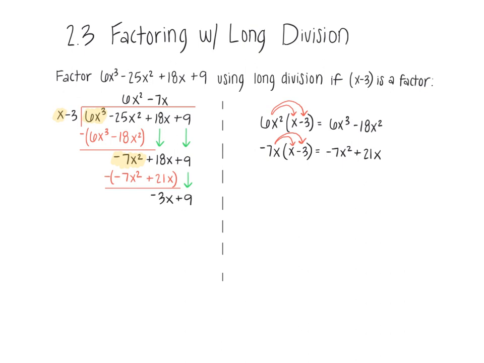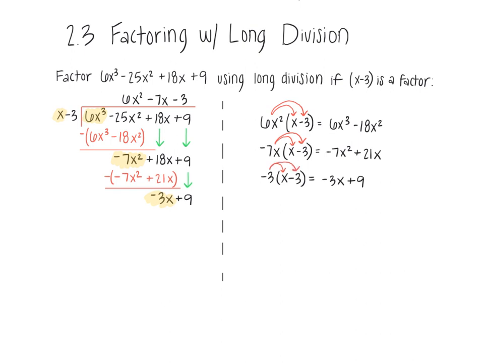So now my new leading term is negative 3x. So I have to ask myself, what am I going to multiply x by to make it negative 3x? Well, that one is pretty simple. We're just going to multiply by negative 3. And again, we're going to show our work off to the side. So first, I'm going to multiply negative 3 by x, giving me negative 3x, and then negative 3 by negative 3, giving me positive 9.